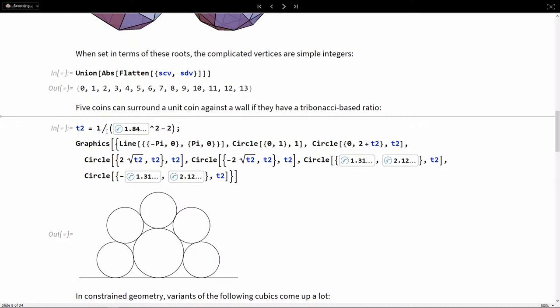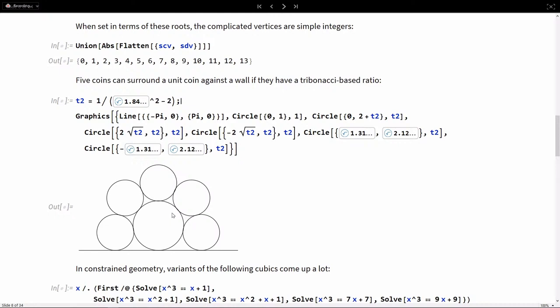And if you use the Fibonacci constant, as shown here, t to the third equals t squared plus t plus one. If you use it in this way, you get five tangencies. You have the unit circle at the center here, and five coins based on this expression of the Fibonacci constant, and you get this perfect tangency of five discs.